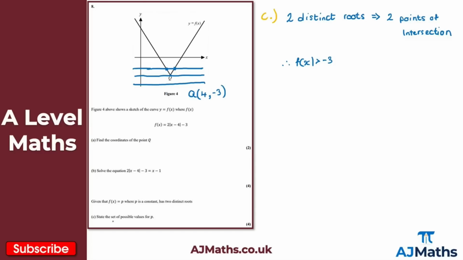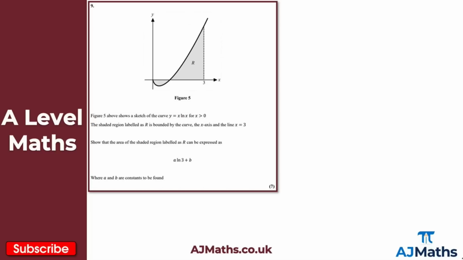We need to state the set of possible values for p here. But in that case then, p must be strictly greater than -3. Okay, so any value of p that's strictly greater than -3 would satisfy this condition here, basically of two distinct roots. And there we have it, so that's the solution to C and the solution to question 8 there.